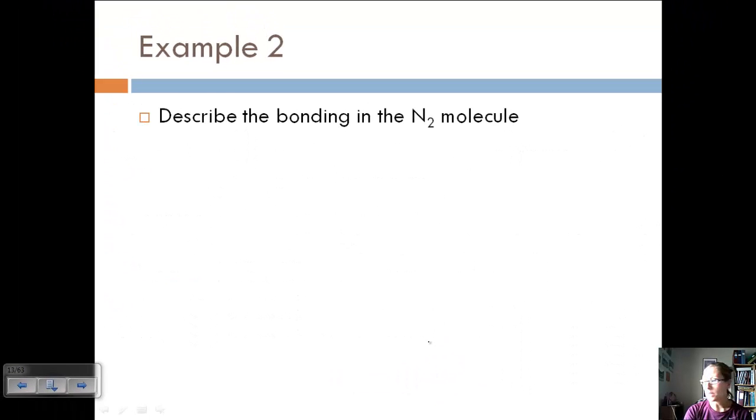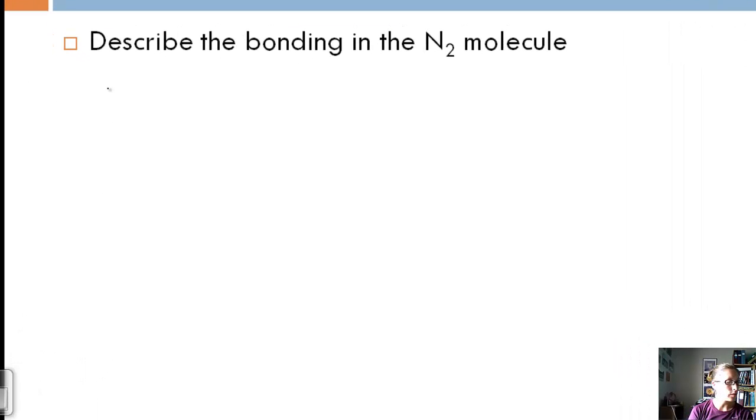Okay, let's look at another example. So let's describe the bonding in the N2 molecule. So step 1, draw the Lewis structure. Each nitrogen donates 5, so that should be 10 valence electrons. And if you do the Lewis structure, 10, it should come out with a triple bond. So this is a linear geometry, and so now we want to draw the hybridization.